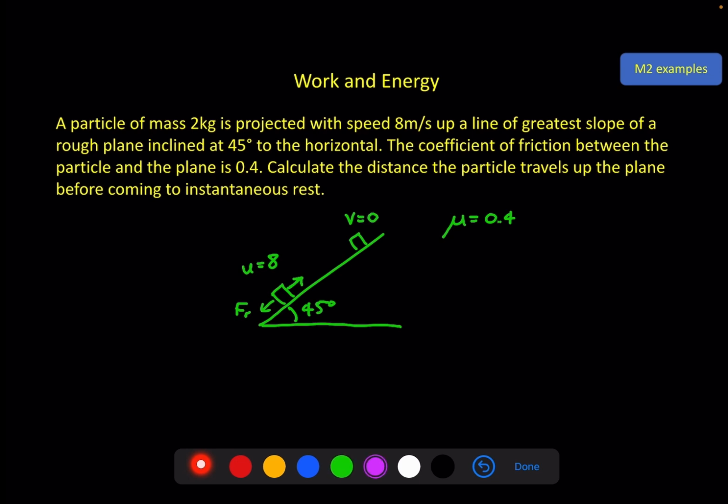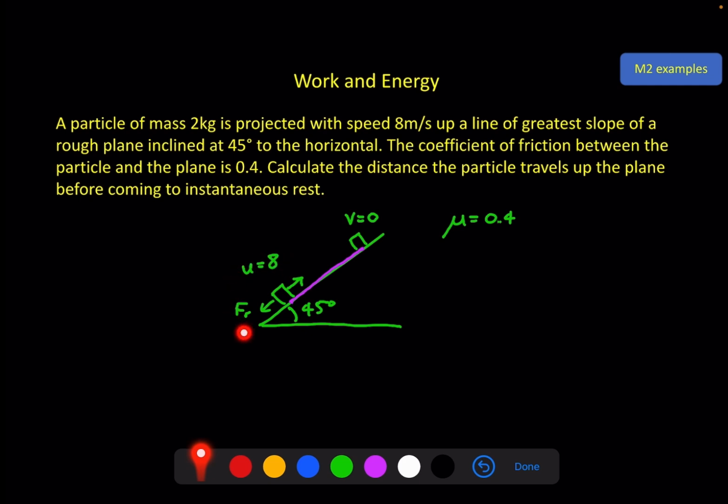Calculate the distance the particle travels up the plane before coming to instantaneous rest. So it's quite similar in what it's asking. It's asking for the distance here to here. And again, you might start thinking, I can use constant acceleration and friction and gravity and things like that, but we're doing this from an energy point of view, so I'm going to do something very similar.